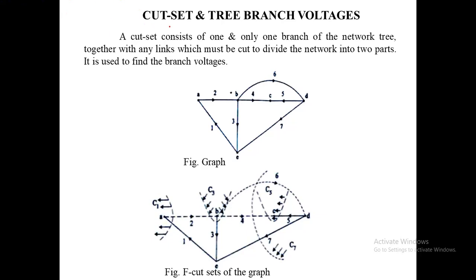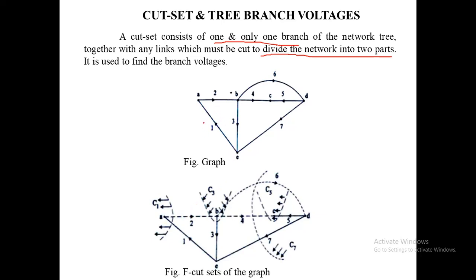Next, cut set. A cut set consists of one and only one branch of the network tree together with any links which must be cut to divide the network into two parts. Consider this graph. Here also it is the same. First we have to draw the tree. This solid line represents the tree. The remaining dotted lines represent the links.